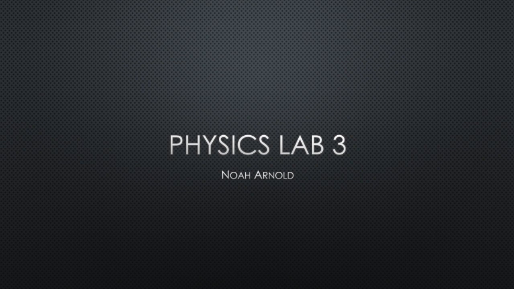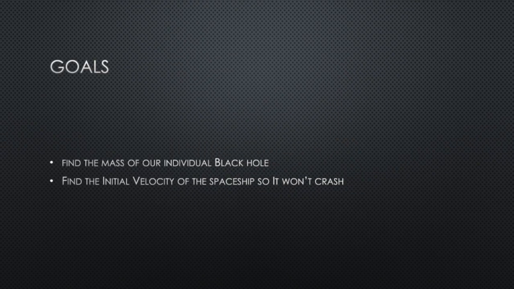The purpose of this lab is to find the mass of a black hole by analyzing a star's orbit, and then use this information to find the initial velocity that a ship must have when it leaves the surface of a planet so that it flies around the planet without crashing into either the black hole or the planet. We can do this using some fundamental physics principles.